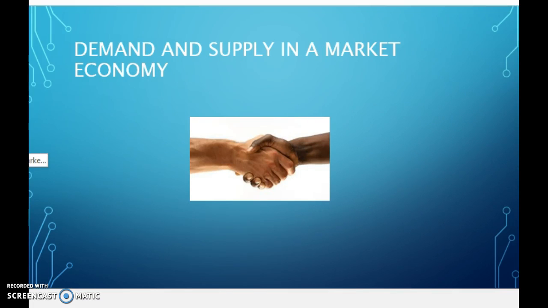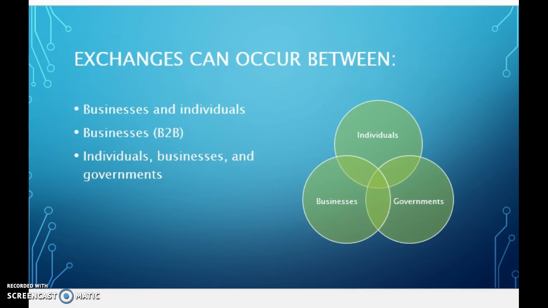Our next topic for this live lesson will be supply and demand within a market economy. Exchanges in a market economy can occur between businesses and individuals, between businesses, and among individuals, businesses, and governments. Decisions about what to buy and what to sell are governed by the law of demand and the law of supply.